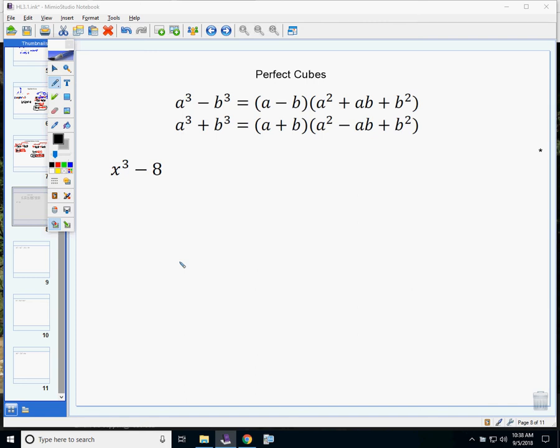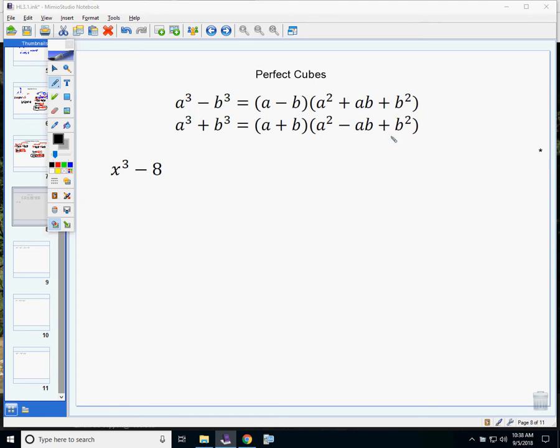Here are the forms for perfect cubes. So you should have something cubed in the front minus or plus something cubed at the back. Notice we only have two terms. If we have those two terms being cubed, then we can factor it into the following forms.